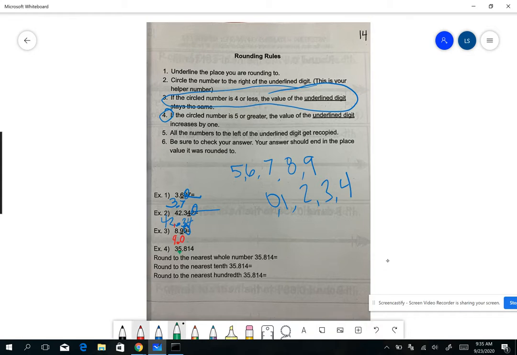Well, this time, I am rounding to this 8. Okay, that's the tenths place. So you have to underline it. Circle the helper number. That's the 1. The 1 makes the 8 stay the same because the helper number is a 0, 1, 2, 3, or 4. So my 8 is going to stay the same. I'm going to copy everything, including the decimal point, to the left. And then you would do the same thing for this hundredths.